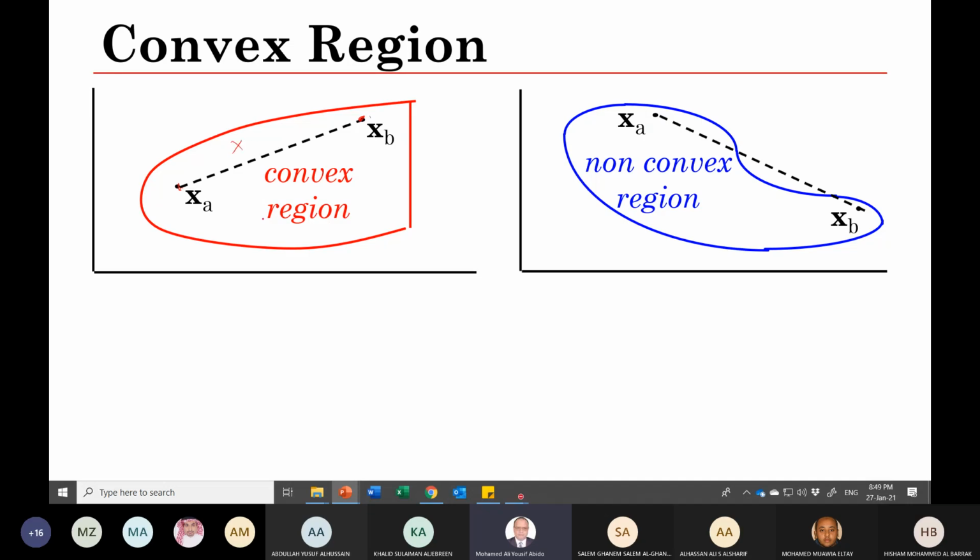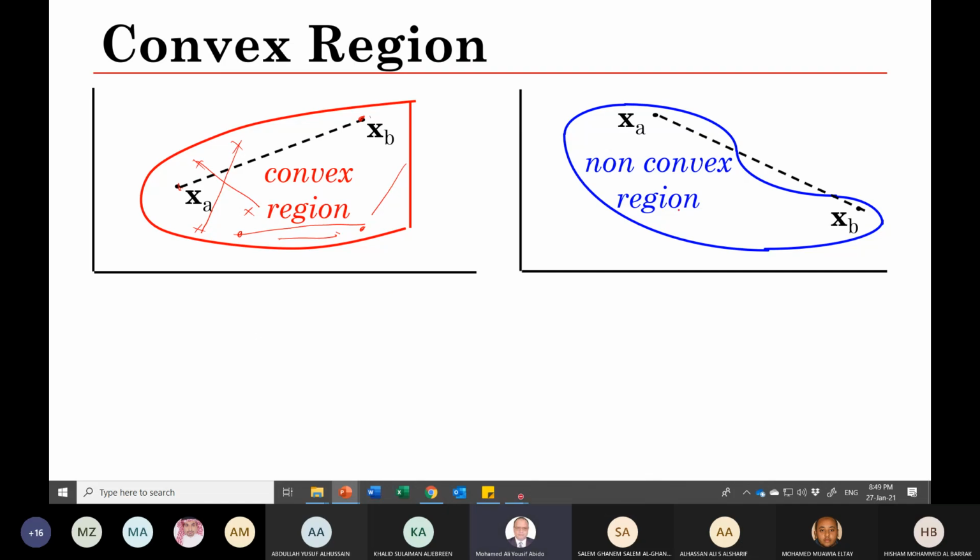Assume that you have a point here and a point here. So the line between these 2 points is completely inside. You have a point here and a point here. So all these lines are inside. If you choose any 2 points arbitrarily, the complete line in between will be inside the region. So in this case, we call it a convex region.